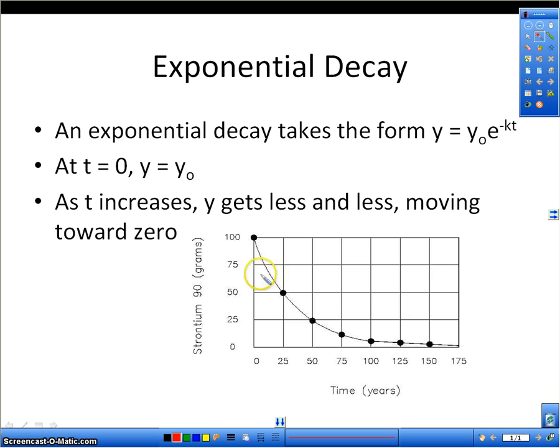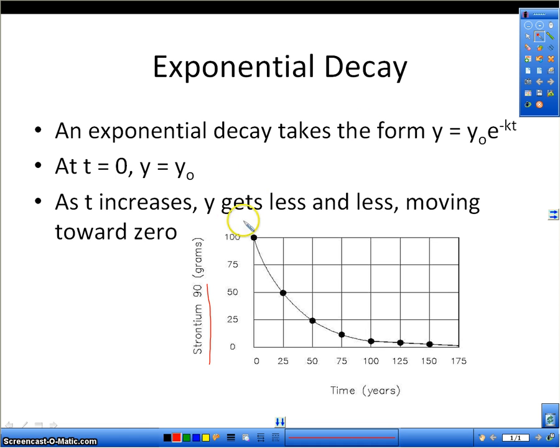Over a certain amount of time, you'll see that the amount that decays gets less and less. For example, take strontium-90. After 25 years, it's dropped from 100 grams to 50 grams. The next 25 years, it goes from 50 to 25 grams. The next 25 years, it only goes from 25 to about 12 and a half.